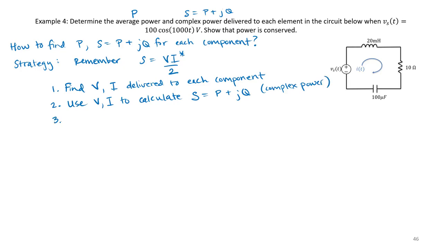And remember, if we want the real power, or the average power P, it is just the real part from S equals P plus JQ. So all we need to do here is first find V and I, use V and I to calculate complex power S, and then just take the complex power and average power directly from those results. So let's go ahead and give all this a try.